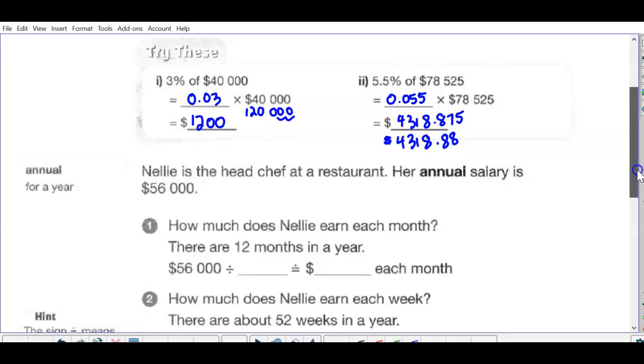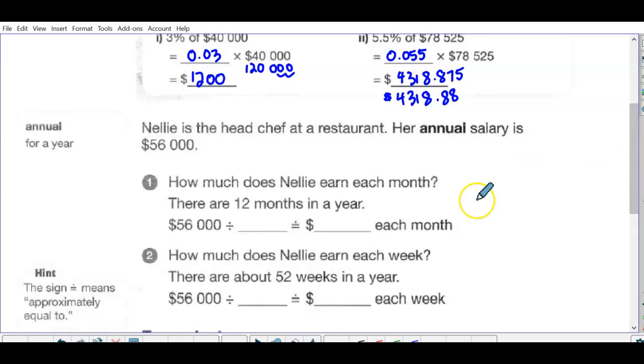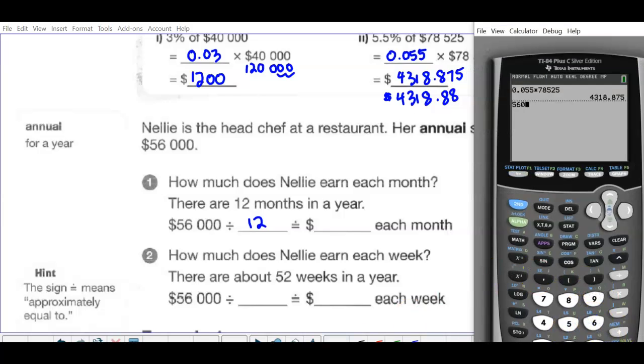Nellie is the head chef at a restaurant. Her annual salary is $56,000. How much does Nellie earn each month? There are 12 months in a year. That's reminding you, but you do need to know that. So you're going to divide by 12. Pretty straightforward. So 56,000 divided by 12. And we'll go to the nearest cent, unless you're told otherwise. So that rounds to 7 at the end: $4,666.67.